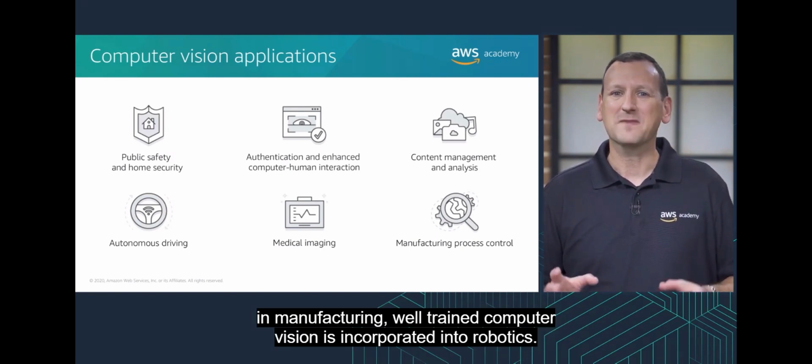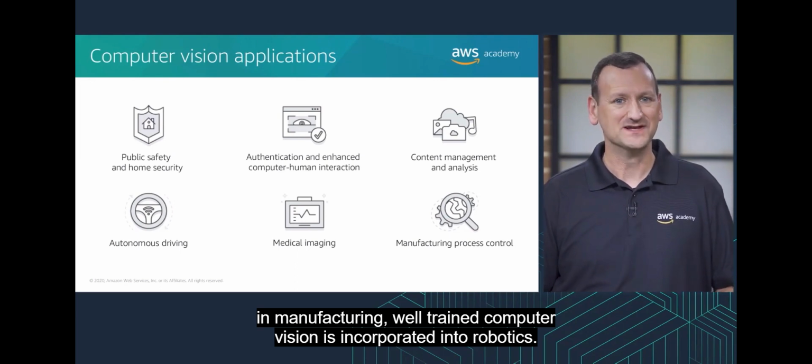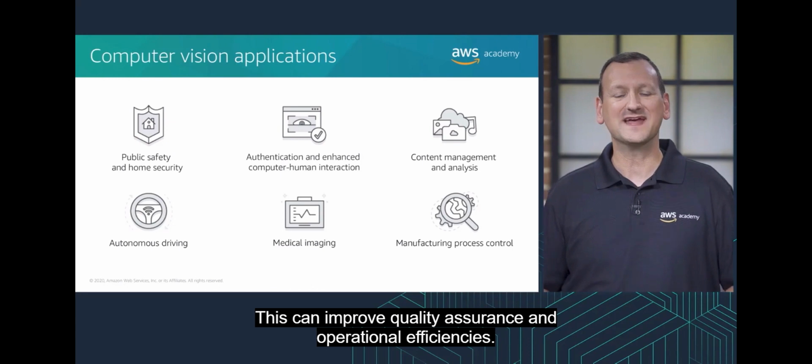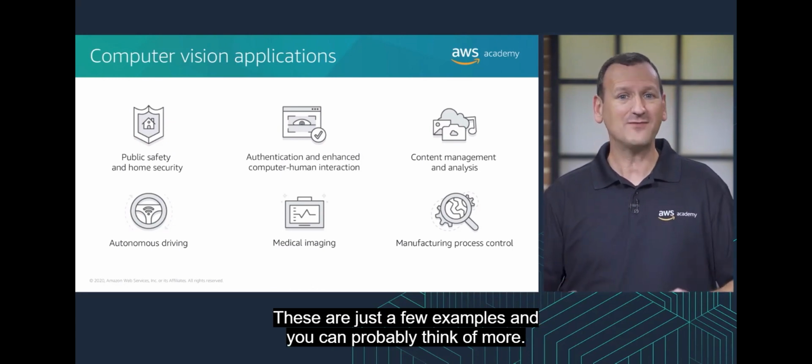And finally, in manufacturing, well-trained computer vision is incorporated into robotics. This can improve quality assurance and operational efficiencies. These are just a few examples, and you can probably think of more.